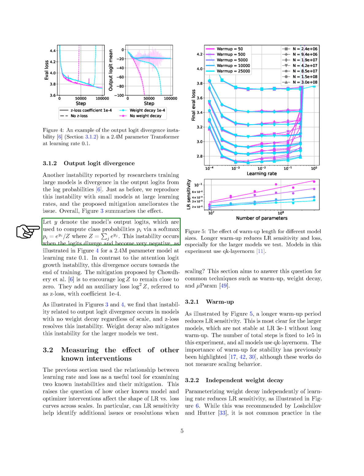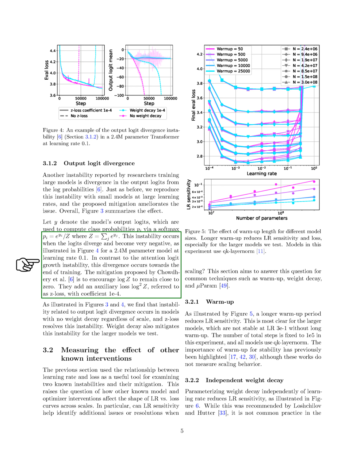To explain this in simpler terms, let's say that y represents the model's output logits. These logits are used to calculate class probabilities, p_i, through a softmax function. The softmax function is calculated as p_i equals e^(y_i) / Z, where Z is the sum of e^(y_j) for all j. This instability happens when the logits diverge and become very negative. We've observed this in a model with 2.4 million parameters at a learning rate of 0.1.